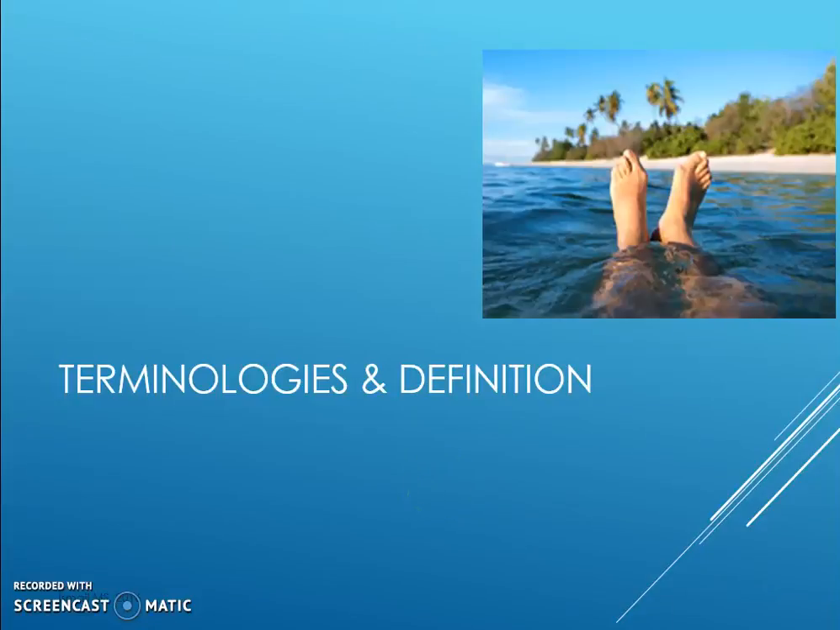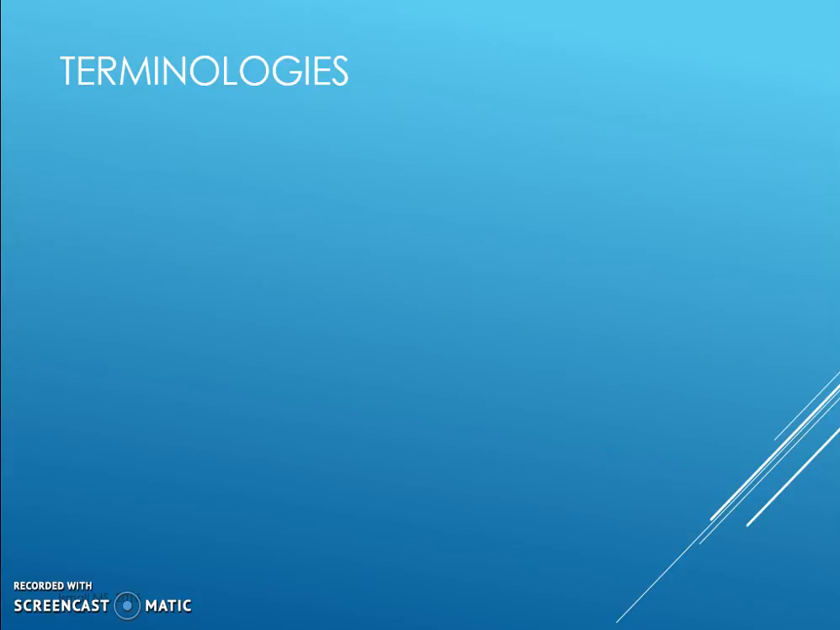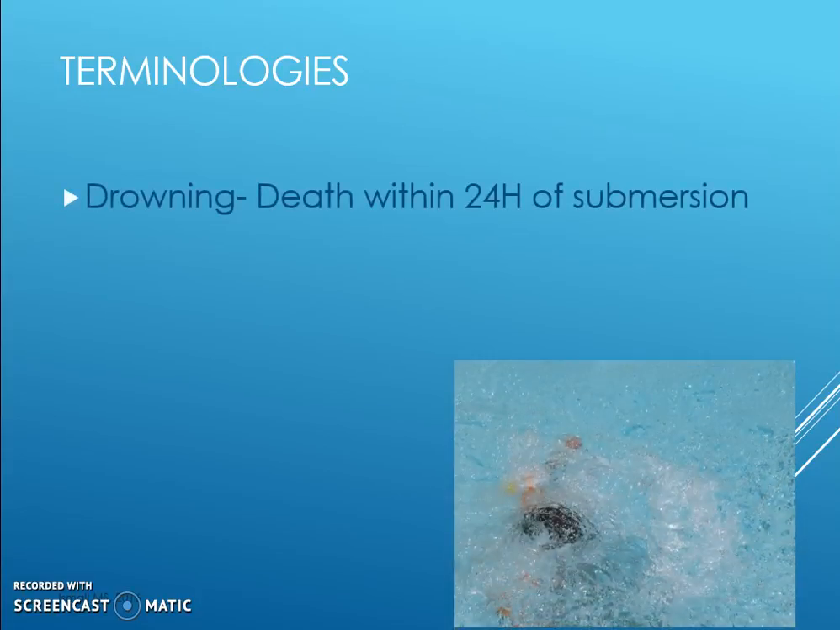Here we'll basically introduce to you some of the basic terminologies or definitions that we're going to use throughout this course. And the first term that I'm going to discuss with you is drowning. Drowning is basically death that occurs within 24 hours of submersion. So someone who has turned out dead within the first 24 hours of submersion is called drowning.